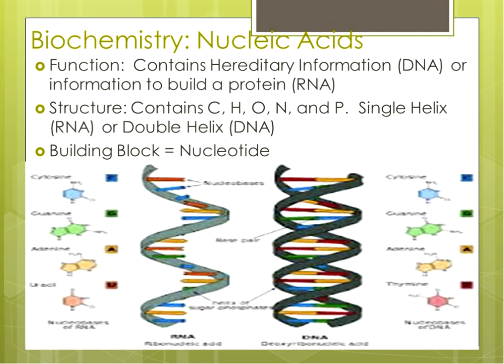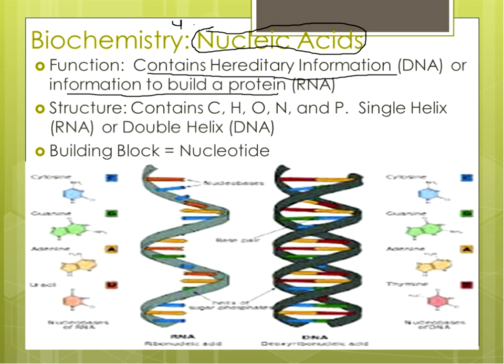And the last one, nucleic acids. Nucleic acids are pretty much just your DNA and your RNA. And those are your hereditary information, or information as well to build proteins. So DNA is your genetic information itself. RNA is the information that we still have inside of our cells, but we use that to build protein. The elements that go with that are carbon, hydrogen, oxygen, nitrogen, and phosphorus.